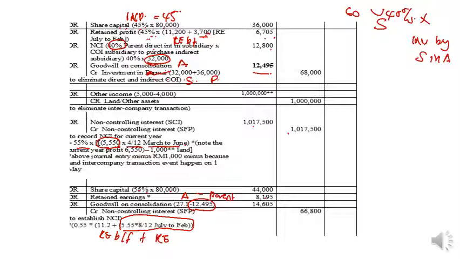And the NCI here is 40%. Remember that in S, the parent has 60% and NCI has 40%. So 40% times the investment, this one needs to be times the investment by S in A. So you have here 32. So 11,800 goodwill here is already calculated, and then credit investment in Permai.